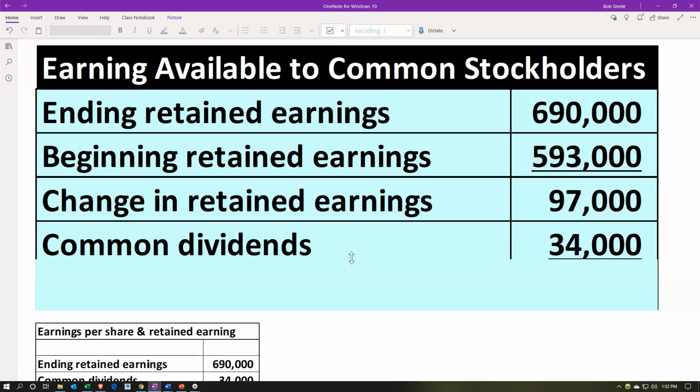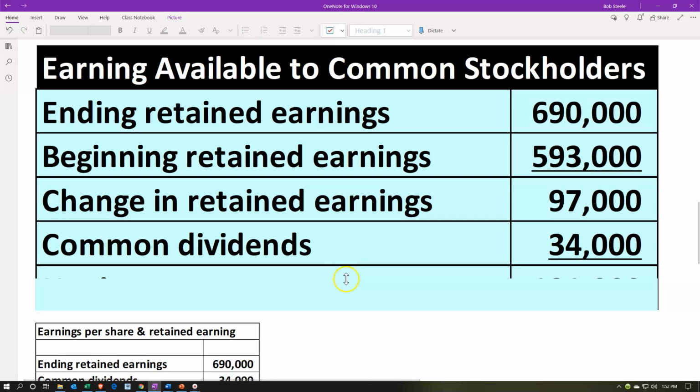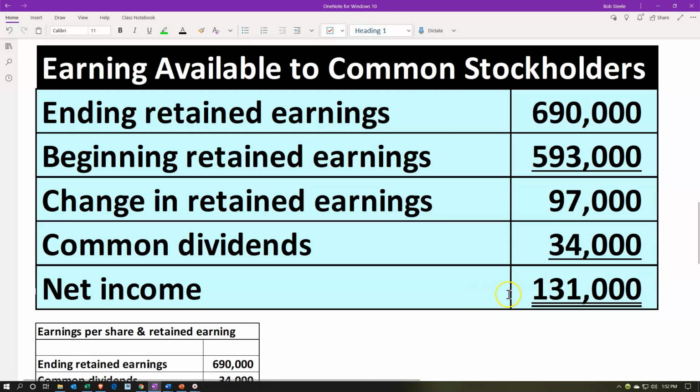So then, if I account for the common dividends, notice the common dividends would have resulted in a decrease in this change. So we're going to add the common dividends back in to get to the net income of the 131. So notice what we did here is we basically recalculated the algebraic problem to end with net income. You might do it intuitively, thinking through it like this, and that would make sense.